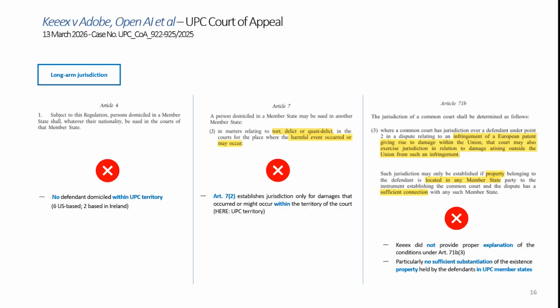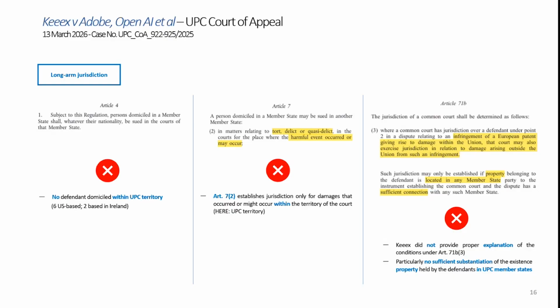So the last option available here would be Article 71B, and this was also not applied here because the UPC found that the claimant Keeex had not managed to provide proper explanation and did not really plead the facts that would allow the court to assume jurisdiction based on this provision. And the main point of criticism was that it did not really offer any sufficient substantiation around the question of whether each of these defendants here, which were all not based within UPC territory, had property within the UPC territory as requested here by this provision.